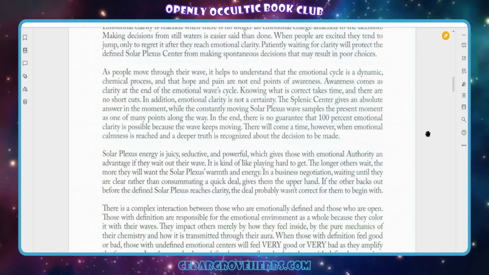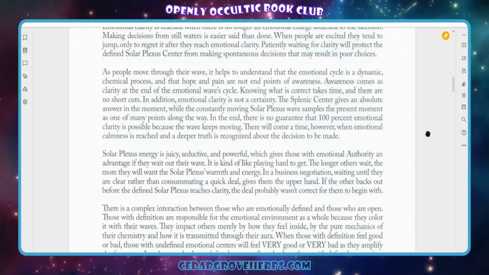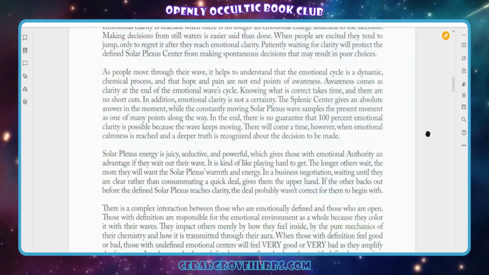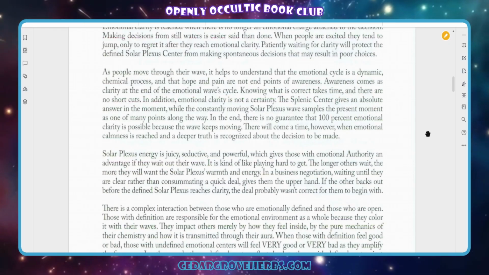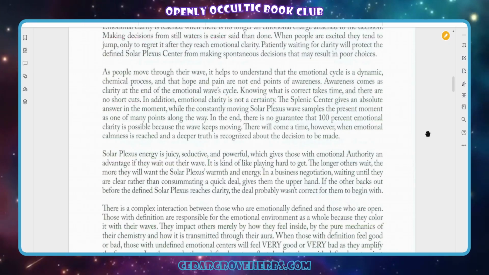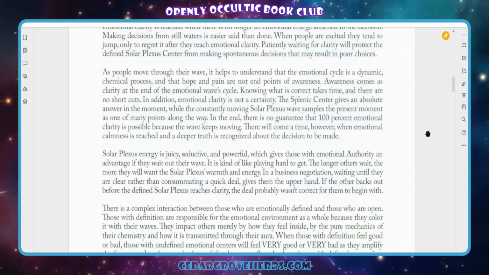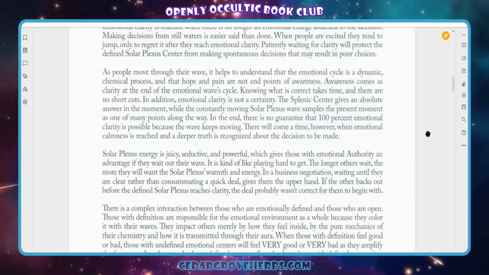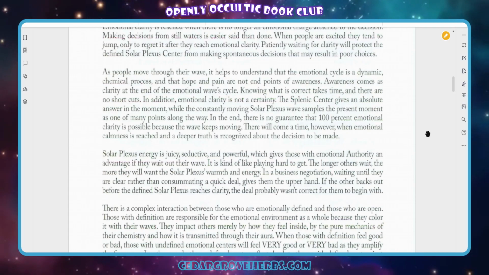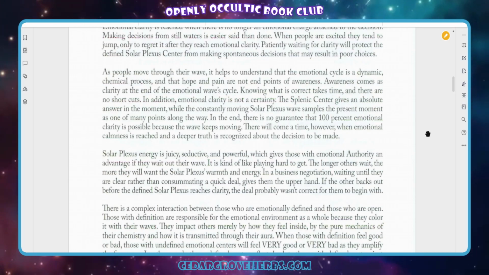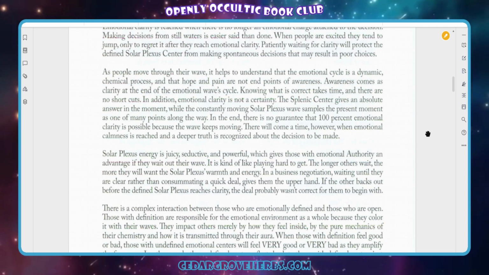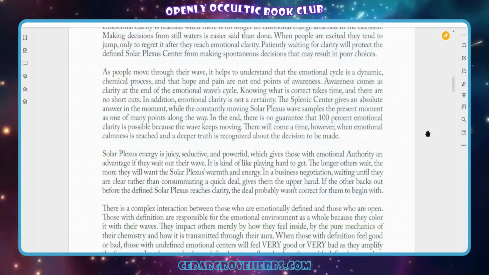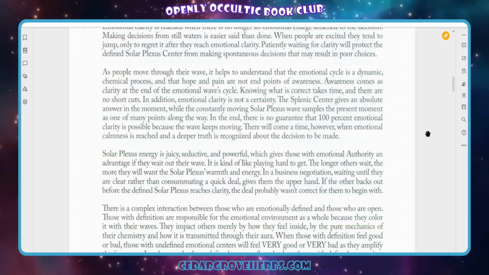The splenic center gives an absolute answer in the moment, while the constantly moving solar plexus wave samples the present moment as one of many points along the way. In the end, there is no guarantee that 100% emotional clarity is possible because the wave keeps moving. There will come a time, however, when emotional calmness is reached and a deeper truth is recognized about the decision to be made.